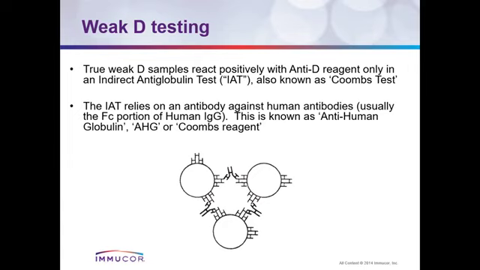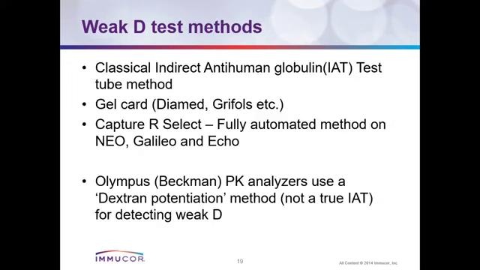So what do we do with the weak D generally? The true weak D samples react positively with anti-D reagents. But in most cases, you have to use the indirect anti-human globulin test, which is commonly known as the Coombs test. The IAT relies on an antibody against human antibodies, usually the Fc portion. This is not very relevant, but it's good to know that you should be using the anti-human globulin test to confirm your weak Ds.